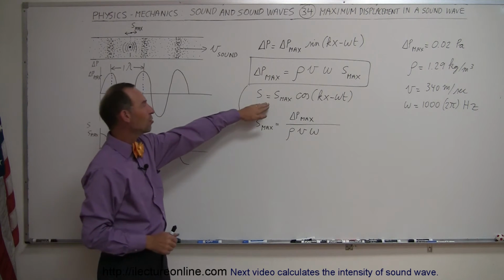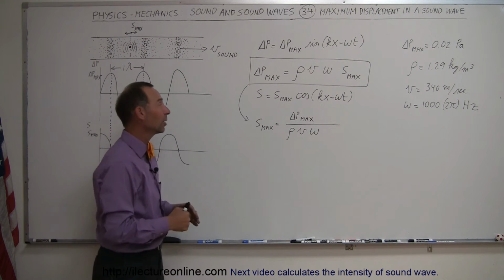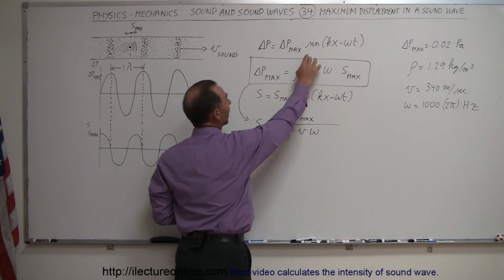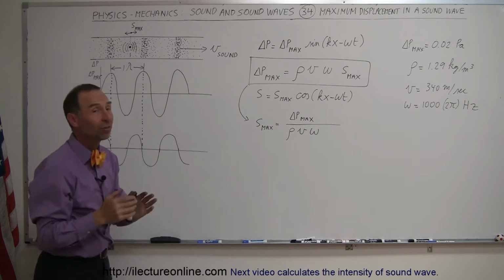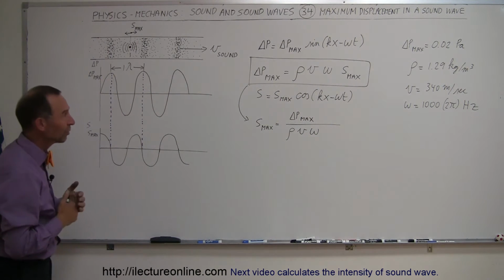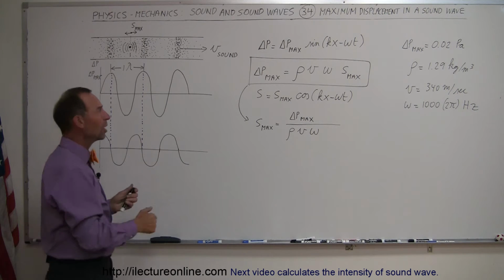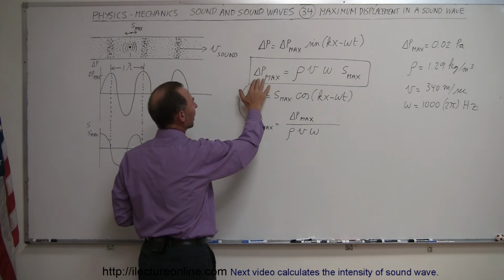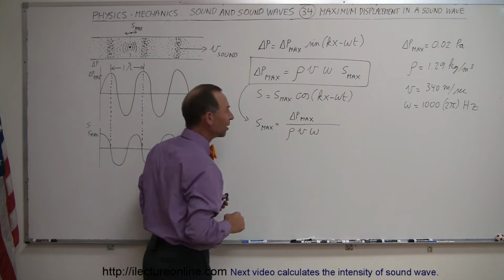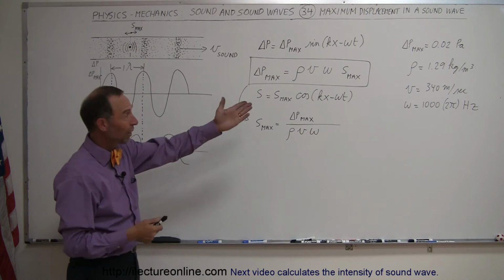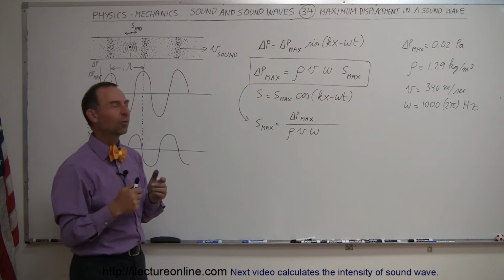So here's the equation describing the displacement of the molecules from their normal positions. And notice that the only difference is that this is a sine function, that's a cosine function, which makes them 90 degrees out of phase with one another. We found an equation that describes how you calculate the maximum pressure difference, and if we take that equation and solve that for the maximum displacement, and given some parameters, we can find out what the maximum displacement would be.